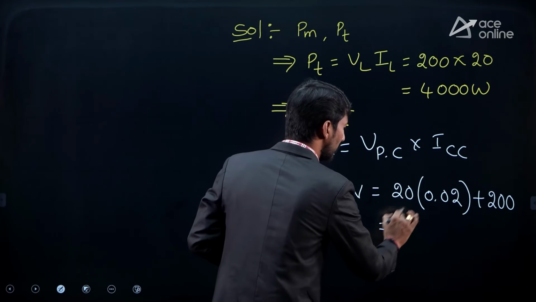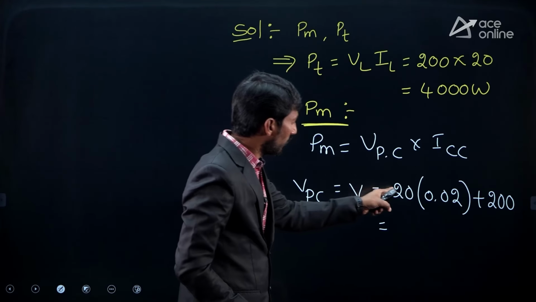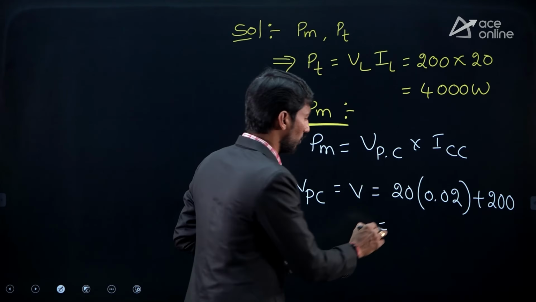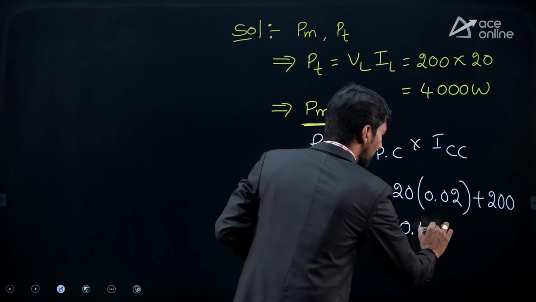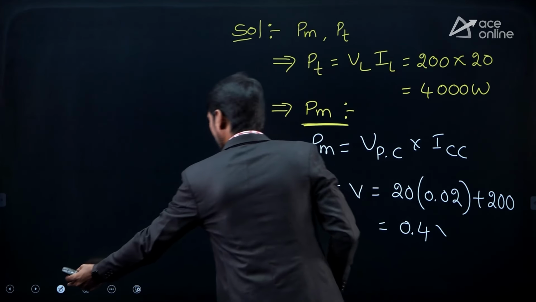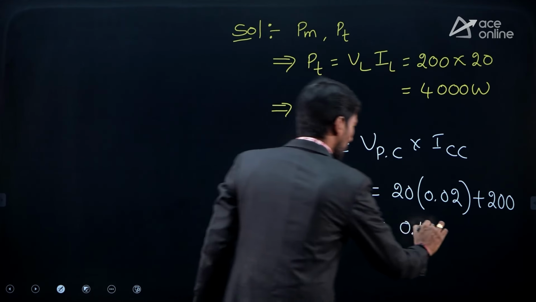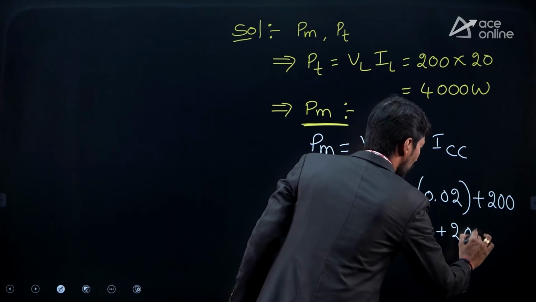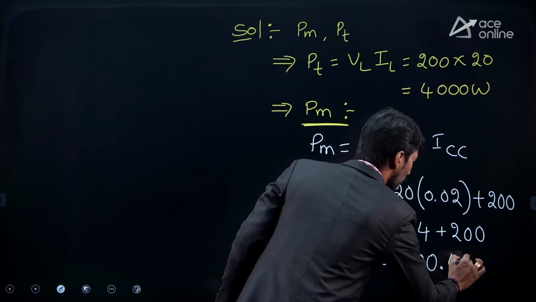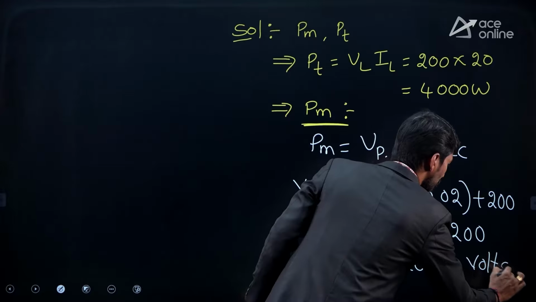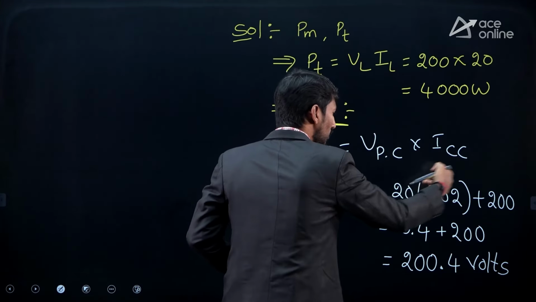Now if you simplify this, you are going to get the value as 200 plus, what is that? 20 into 0.02. You are going to get 0.4, plus 200. So 0.4 plus 200, we are going to get 200.4 volts. This is VPC into ICC.